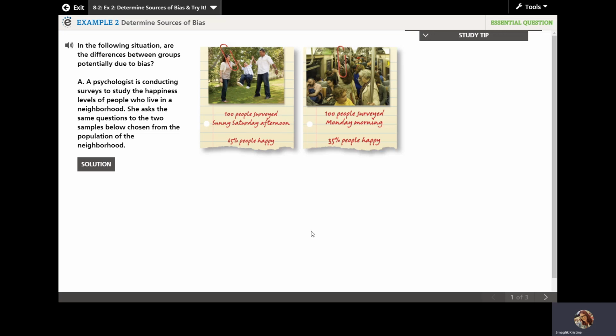So this is a really good example here. People who are surveyed on a sunny Saturday afternoon, 65% of people feel happy. The same number of people are surveyed Monday morning, 35% of people are happy. That's bias. Of course, you're probably going to feel a little bit happier at the beginning of your weekend on a nice afternoon versus a Monday morning. I don't know how many people are really happy on a Monday morning.